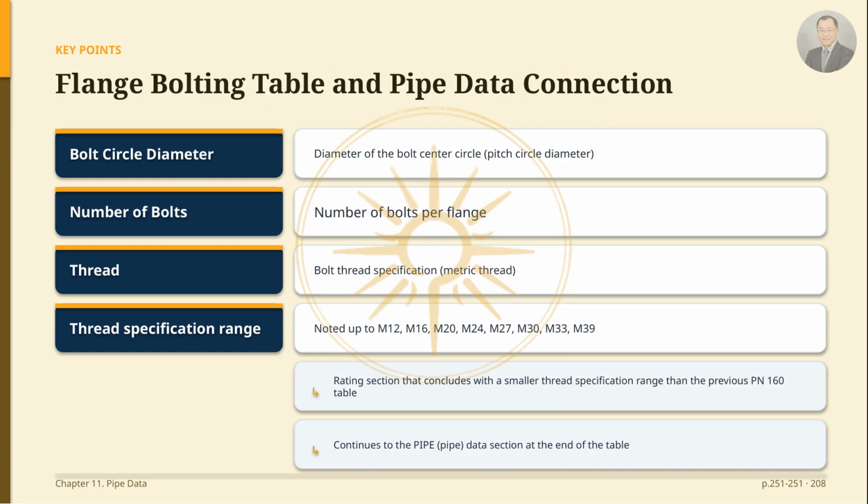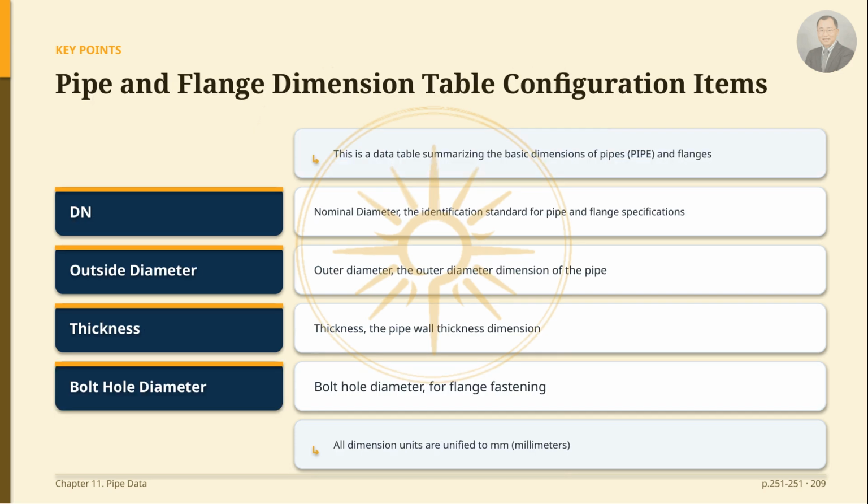The end of this table leads directly into the pipe data section, so I recommend proceeding with your design by reviewing the flange specifications and piping dimensions together. Now, I would like to introduce the basic dimension table configuration for pipes and flanges. This is a data table that summarizes the outer diameter and thickness of the pipe, as well as the bolt hole diameter used for flange fastening, based on the nominal diameter denoted as DN.